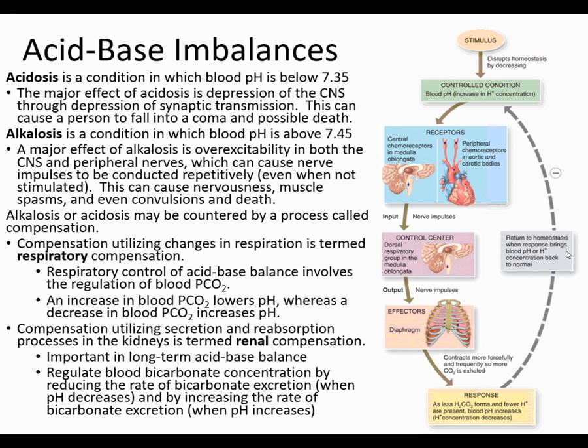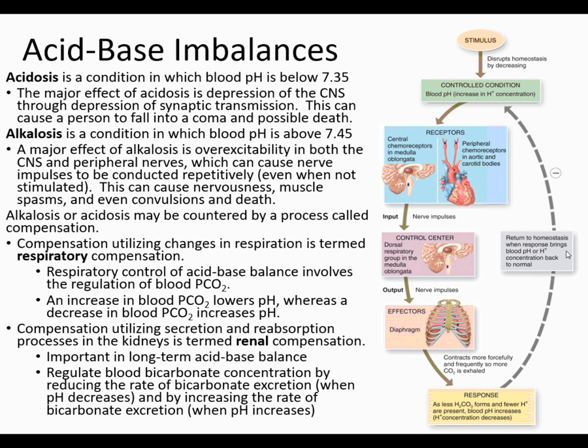If we increase blood PCO2, we'll lower pH, whereas we'll decrease blood PCO2 to increase pH. What takes much longer is renal compensation. This is important in long-term acid-base balance, where we regulate our blood bicarbonate concentration by reducing the rate at which we excrete it when our pH decreases, or when our pH increases, we increase the rate of bicarbonate excretion.